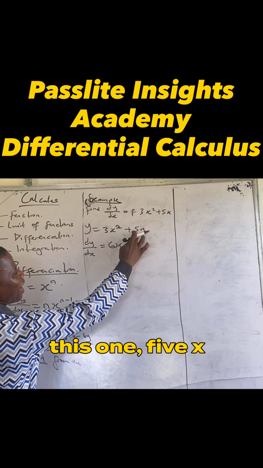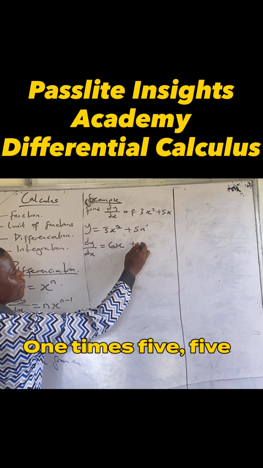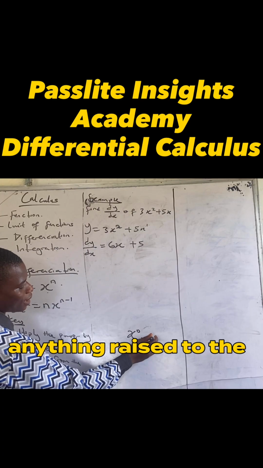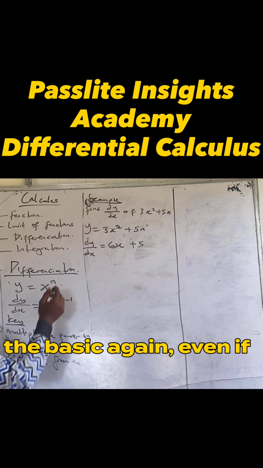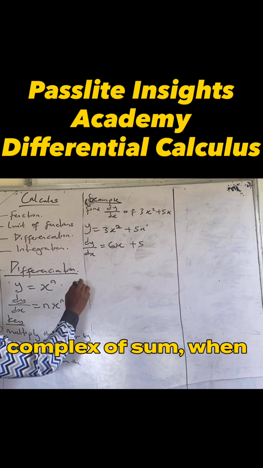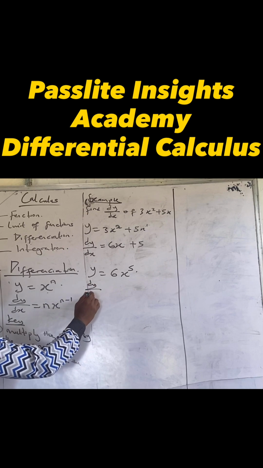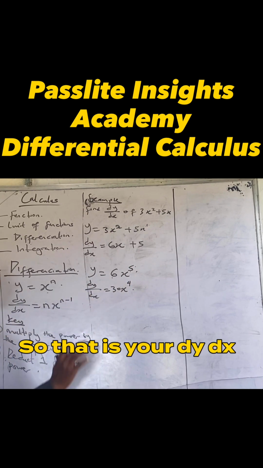Likewise, when you have this one, 5s. When you see 5s, the power is 1. 1 times 5. Then 1 minus 1 is 0. So when you have s raised to power 0, anything raised to power 0 is 1. So when you see 5s, it is 5. The basic again, if we want to go to the more complex sum, when you have y is equal to 6s raised to power 5, the dy over ds, 5 times 6, 30, s, 5 minus 1, 4. So that is your dy ds.